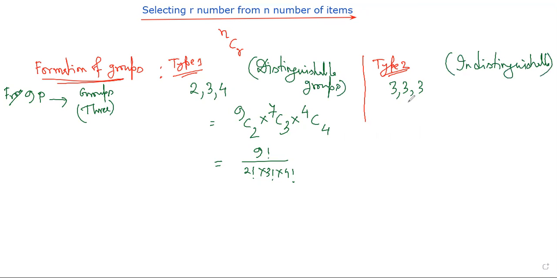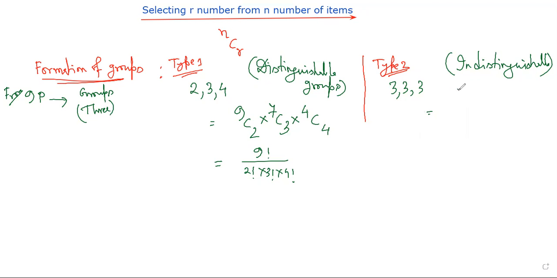Because all of these 3 numbers are the same, and every time you are forming this group, whether you first took ABC or DEF, you will not be able to separate them out. So what extra thing you have to do, as for the last one, is divide this entire thing by 3 factorial, because these 3 can rearrange among themselves in 3 factorial ways.